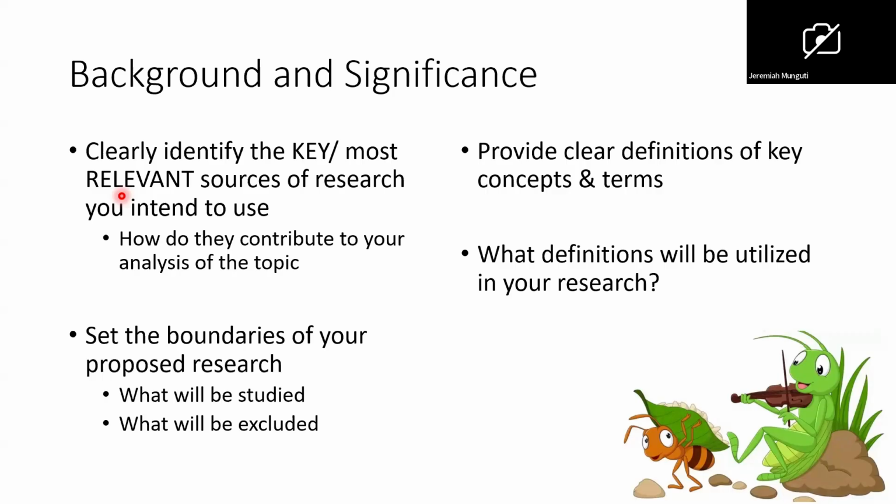And therefore, the question that you're asking, once you identify them, is how do they contribute to your analysis of the topic? If there is more than one, are they in agreement or are they contradicting? And if they are in agreement, so what? What is the gap that is left? If they are contradicting, why? Is it the methodologies? Is it the different groups they were using? Is it the different timelines?